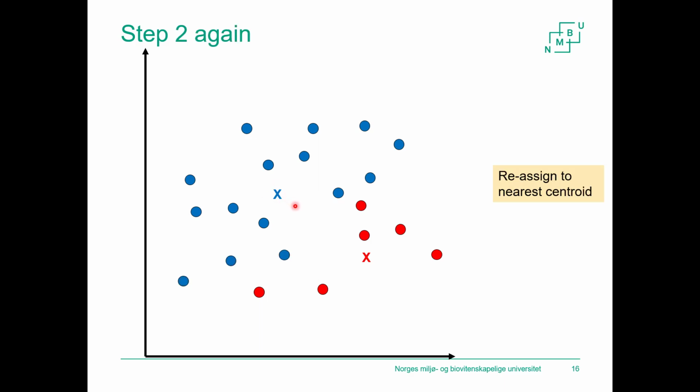And then we go back to step 2 again and reassign. And then some points here change from red to blue. And now we recompute the centroids again, and we reassign again, and then 2 points here shifted color again from blue to red. And then the centroids shift again, and we reassign again, and then 2 more up here change from blue to red. And so it continues now. As long as things are changing, we keep on jumping around like this. And when nothing changes anymore, we are done.